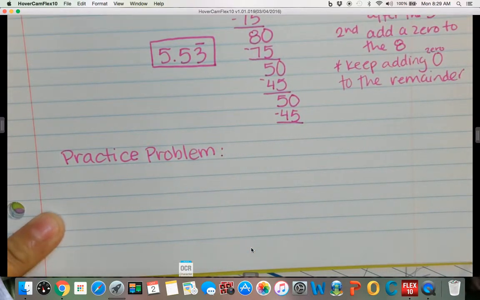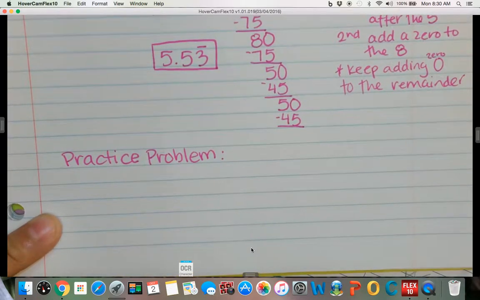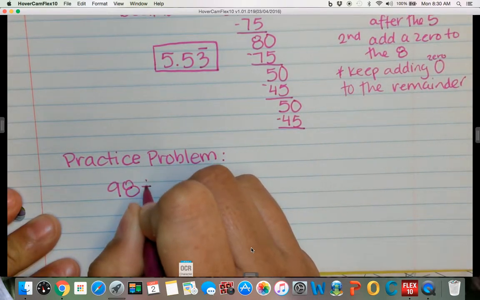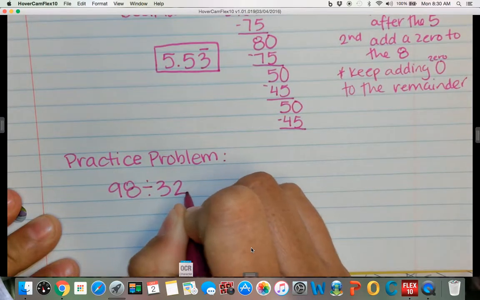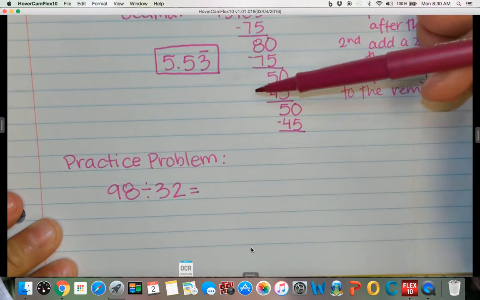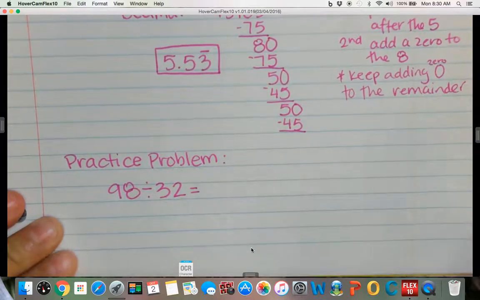You are going to do 60. Wait, let me see. We'll do low numbers again. Let's do 98 divided by 32. And I want it both in fraction and decimal form. See you tomorrow.